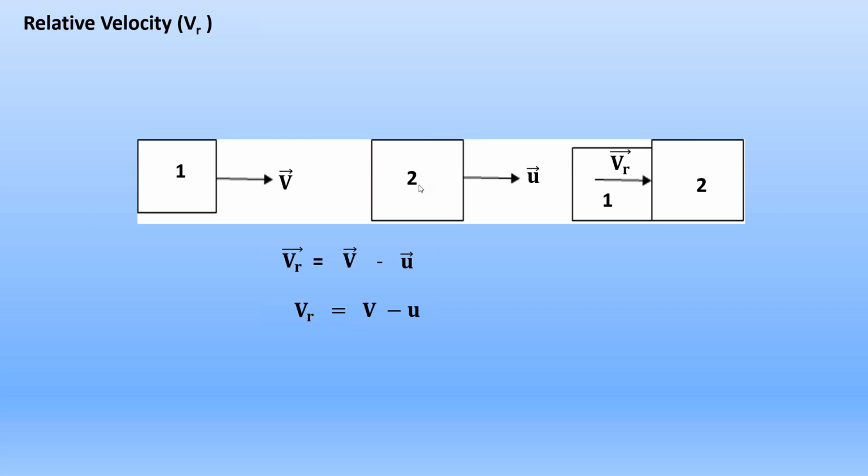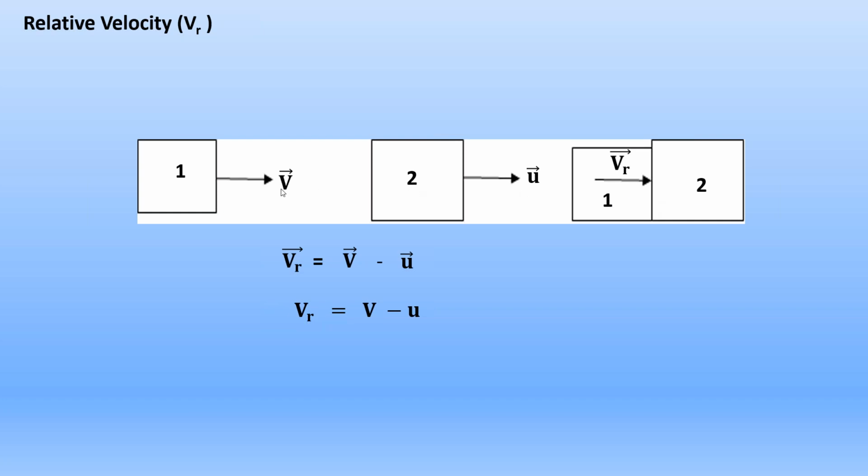The velocity of the second body is u bar. V bar is called the absolute velocity of the first body. U bar is called the absolute velocity of the second body. If the velocity of the first body, V bar, is greater than the velocity of the second body, U bar, then the first body strikes the second body.